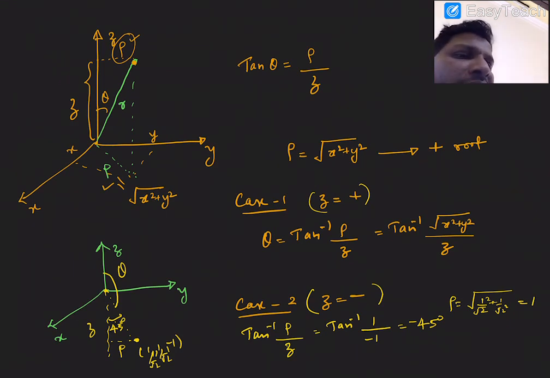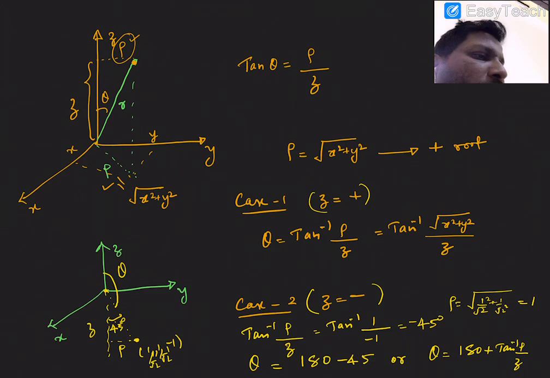So to find the actual angle theta, what you have to do? You have to add this with 180 degrees. So I will take 180 minus 45. Or I can say my theta is equal to 180 plus tan inverse rho by z. So this is applicable when z is negative. Okay, so this is the rule.